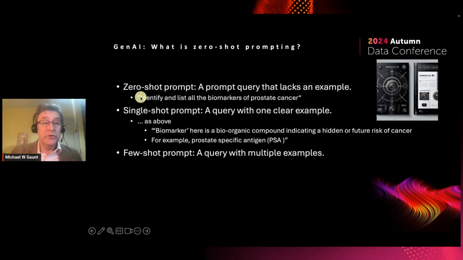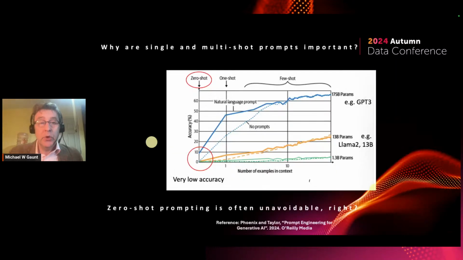So we have the same example as above, this very confusing statement: prostate cancer, biomarkers, and then we explain a biomarker is a bioorganic compound indicating a hidden current or a future risk of cancer. And here's the example: prostate specific antigen, PSA. A few-shot prompt is where we start putting multiple examples into the prompt. And the reason this is important is work done by Phoenix and Taylor, described in Prompt Engineering for Generative AI in O'Reilly Media, 2024. So here in their graph, they have accuracy.